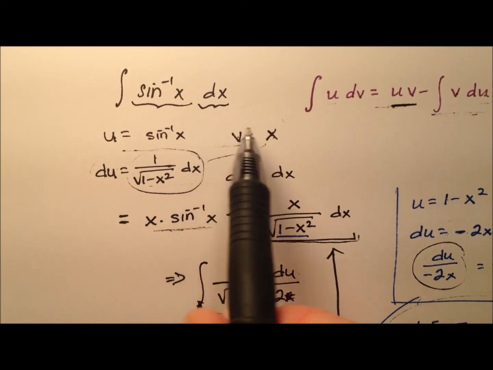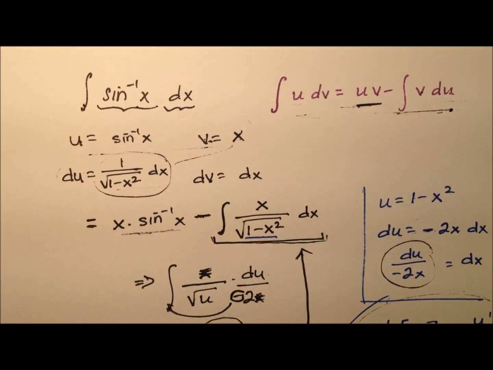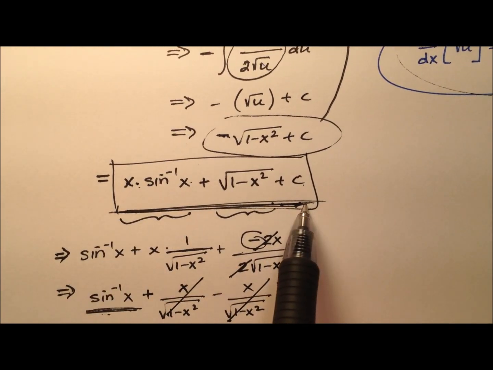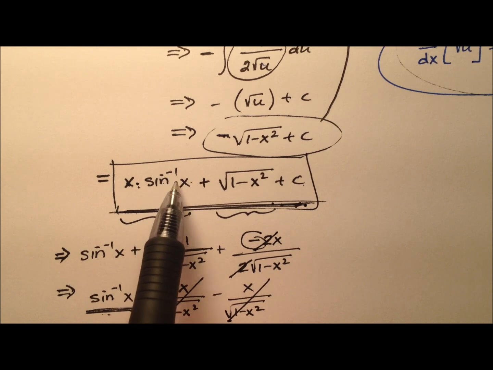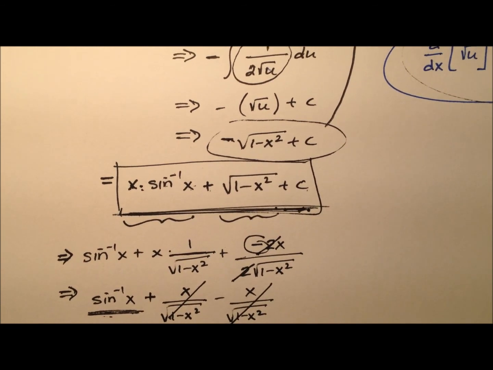So using integration by parts, we saw that the integral of the inverse sine of x with respect to x is going to be this expression, x times the inverse sine of x plus the square root of 1 minus x squared, and of course plus c.